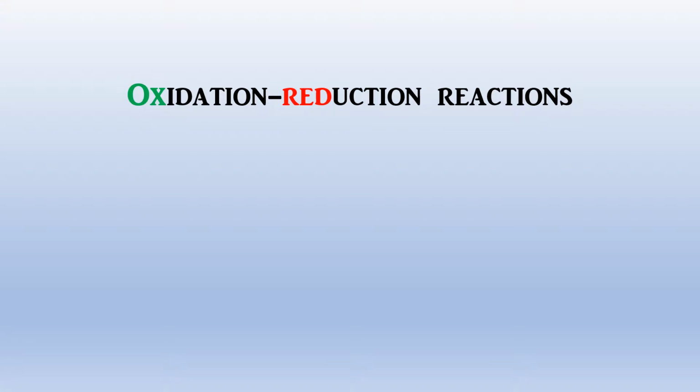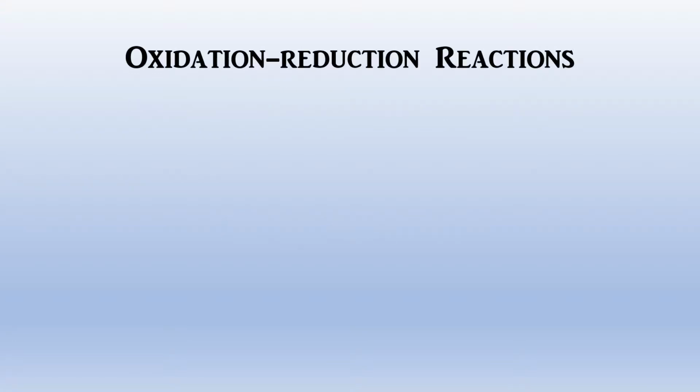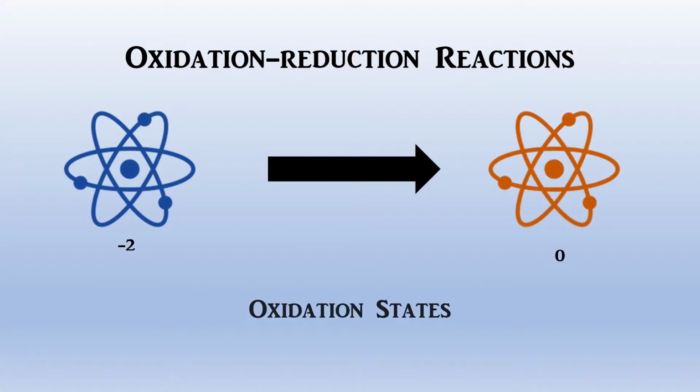Oxidation-reduction reactions, also called redox reactions, are reactions in which certain atoms undergo changes in their oxidation states. First, let's talk about these oxidation states. Oxidation numbers can easily be found by simply following a few basic steps.